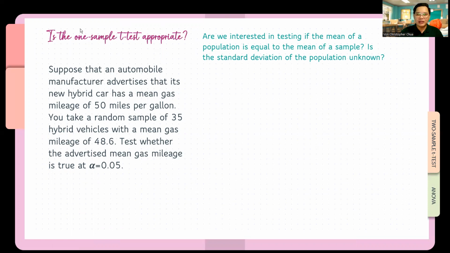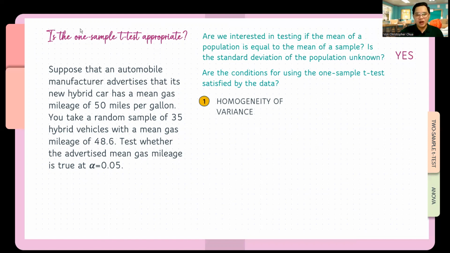And if you think about it, the answer to these questions is yes. We're interested in comparing the sample mean with a hypothesized mean, and the standard deviation of the population is not given in the problem. All right. Now that we have determined that the t-test is appropriate, we need to look at each of the 5 conditions and try to see if all of these are either assumed or satisfied. So for the homogeneity of variance, we shall assume that this is met by the data.